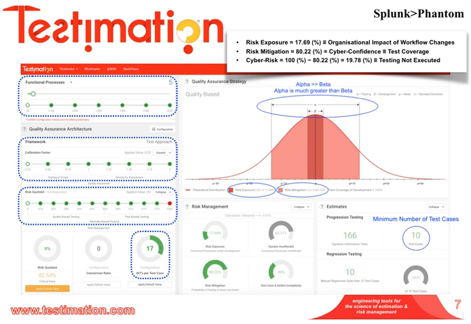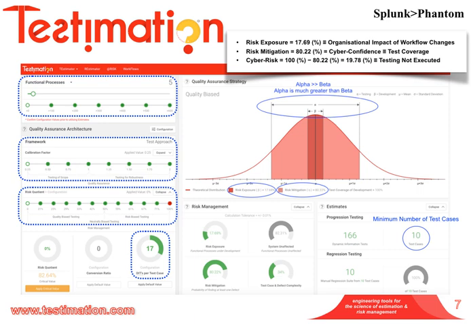Hence, the risk mitigation is much greater than the organisational risk exposure associated with the transition from manual to automated workflows. Therefore, QA Solution 3 from the Decision Assistance table denotes the optimal target solution such that the risk exposure equals 17.69%. This denotes the organisational impact of workflow changes. The risk mitigation equals 80.22%.